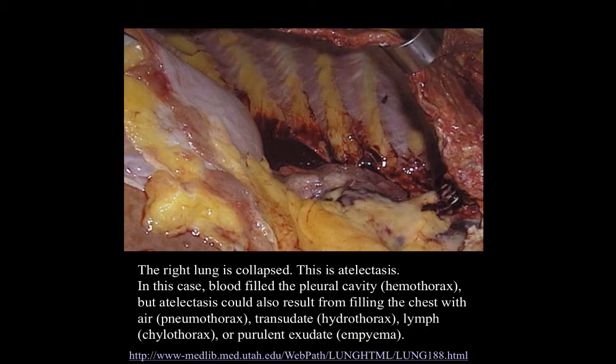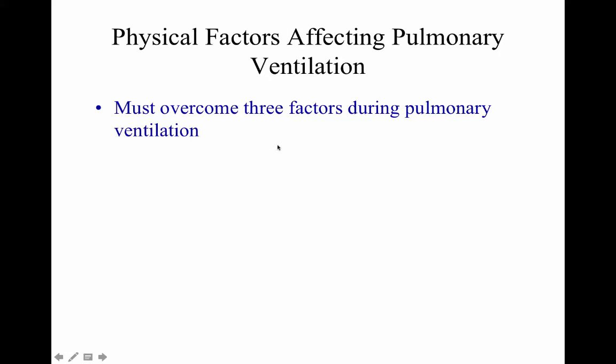Here we can see that in this instance of atelectasis, the lung has collapsed inside the cavity, and this was due to hemothorax, so blood that would get in between the parietal portion of the pleura and the visceral portion, and having that pressure change would decompress the lung. And here's the heart and its pericardium. The ribs are retracted here to give you a sense of where this lung would have normally filled this entire cavity. Some physical factors affecting pulmonary ventilation.